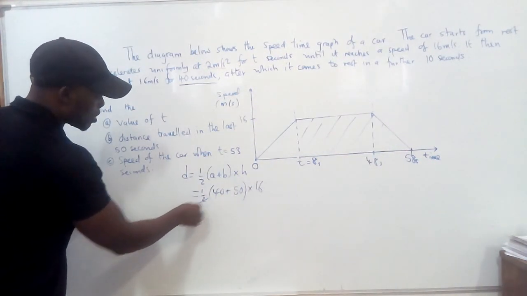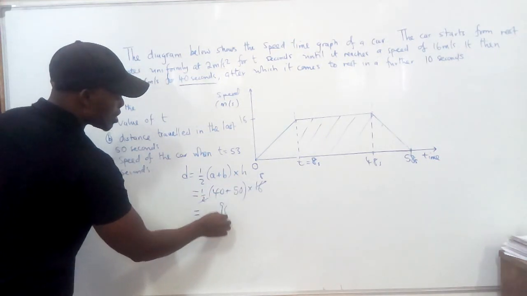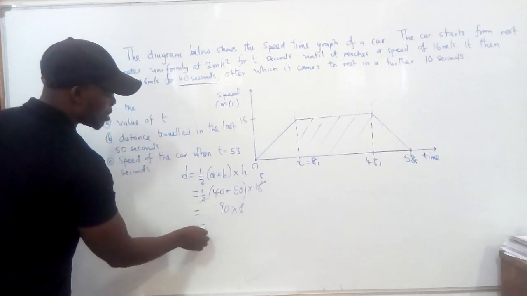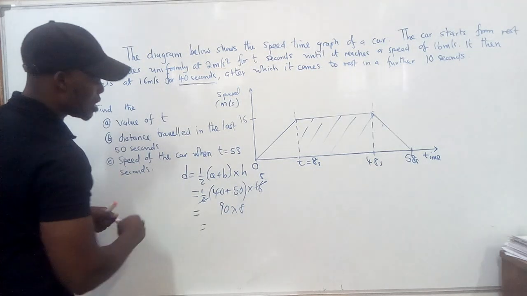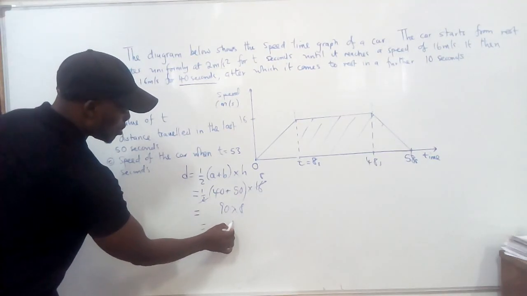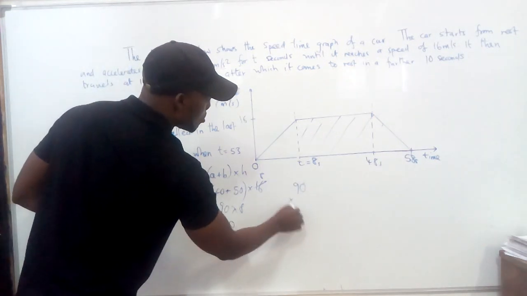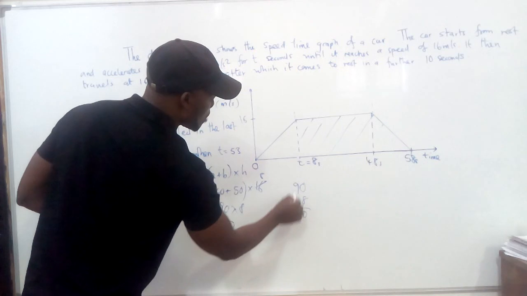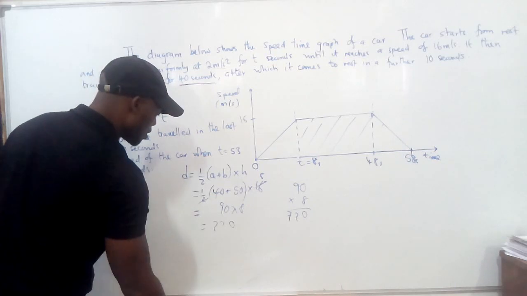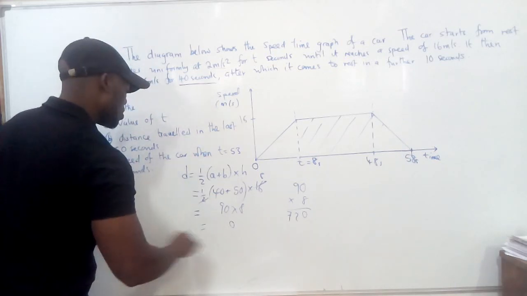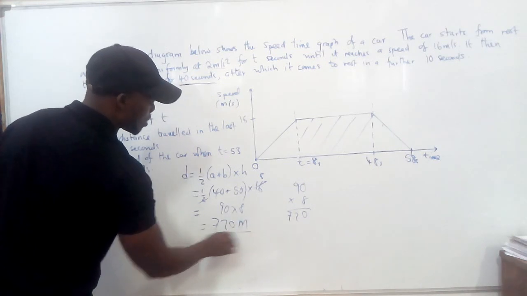Alright, so here we can say 2 into 16 is 8. 40 plus 50 is 90 times the 8 which is here. So what is 90 times 8? 8 times 0 is 0, and 8 times 9 is 72, so 720. So the distance in the last 50 seconds is 720 meters. We're finding the distance, so it's supposed to be meters.